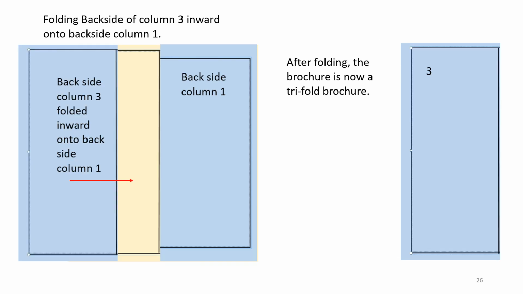Fold the backside of column 3 inward onto the backside of column 1. After folding, the brochure is now a trifold.